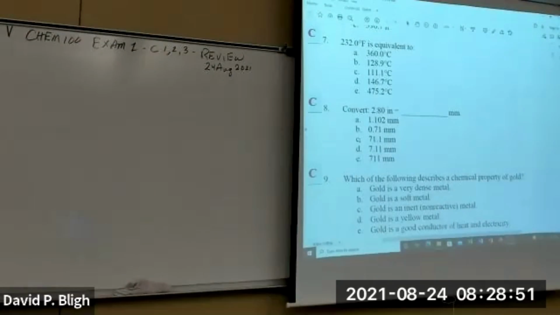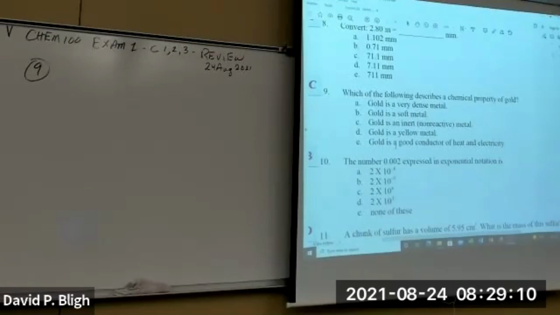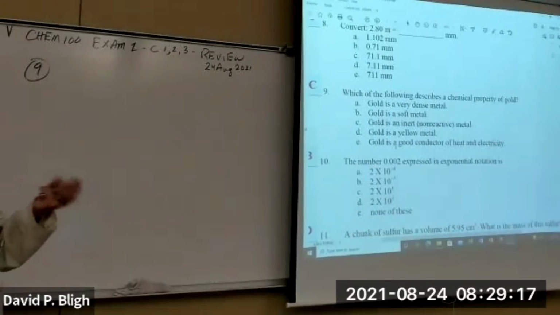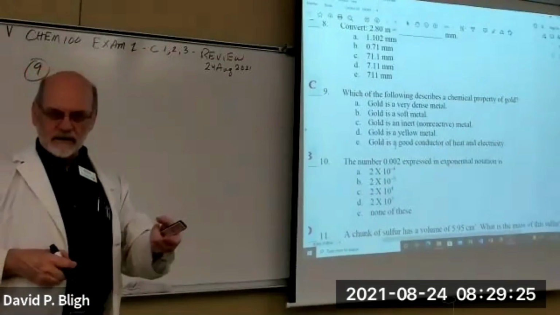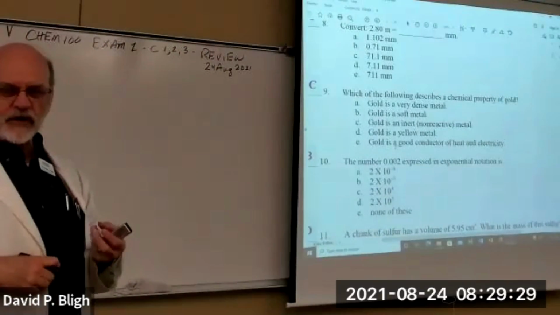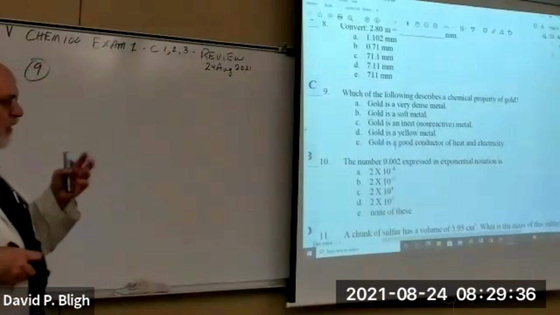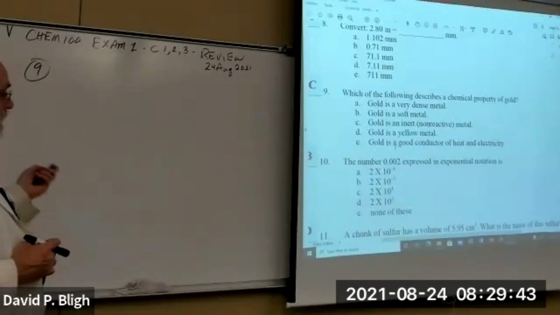Let's see, next I want to do number 9. Let me scroll that up just a little bit. There we go. Okay, which of the following describes a chemical property of gold? So here you have to understand what we mean by chemical properties versus physical properties. Chemical property is the potential to undergo a chemical change. So some descriptive term or descriptive value, sentence, whatever the case may be, describes a property of gold that pertains to a chemical change.